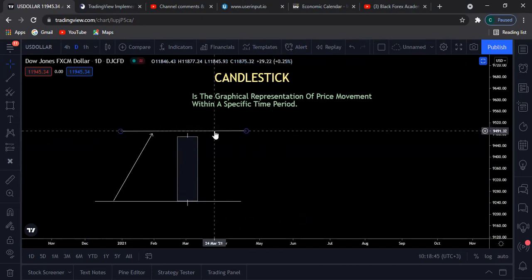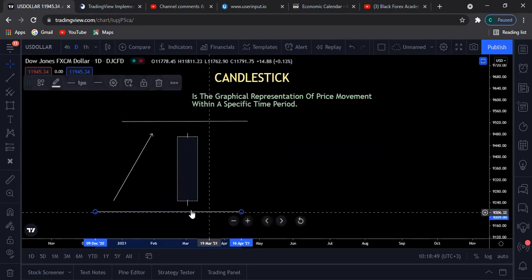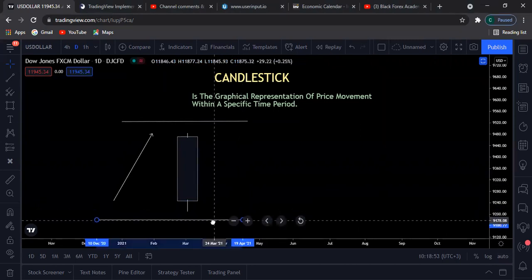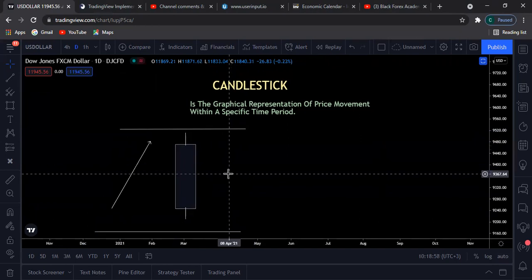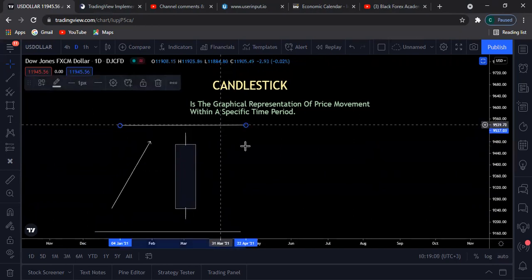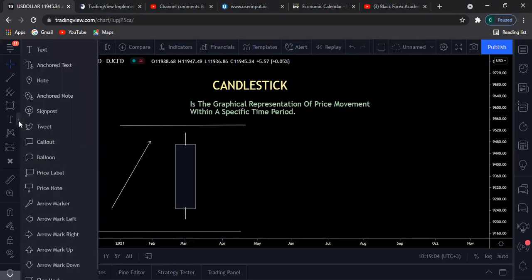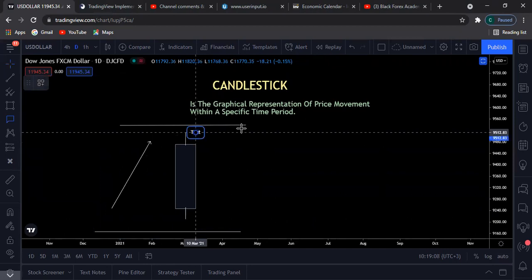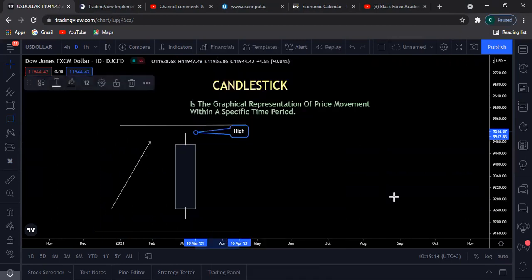Now, a candlestick is actually made up of 4 major components. For a candlestick to actually make sense, it has 4 specific things that bring it to life, or that make us understand what the candlestick is saying. So we have this up here. This is called the high.